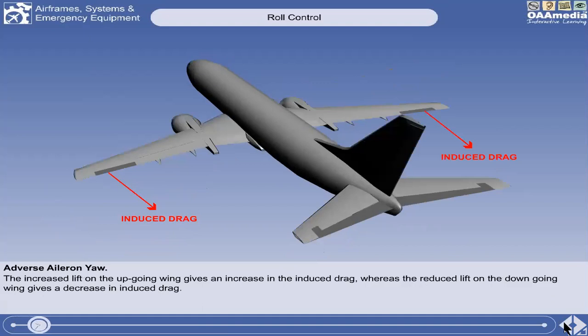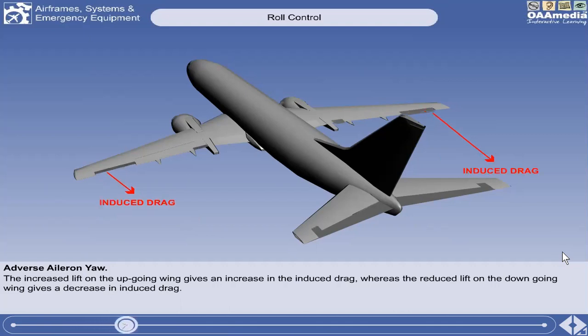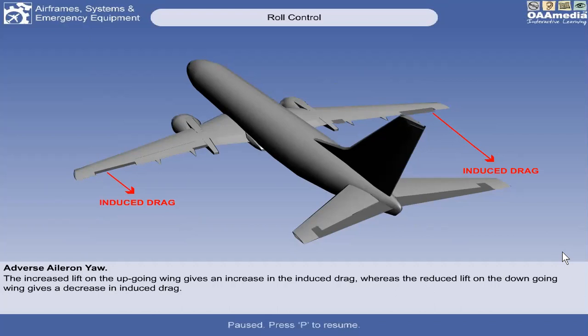An undesirable side effect of the use of ailerons is adverse aileron yaw. The increased lift on the upgoing wing gives an increase in the induced drag, whereas the reduced lift on the downgoing wing gives a decrease in induced drag. Okay, so in aerodynamics, no, if you're going to increase the lift of a certain wing, you're also increasing the drag. Kasi lift and drag is directly proportional to each other. So if you're going to increase the lift, umi-increase din yung drag mo. So in regards to this one, we have a term called adverse aileron yaw or adverse yaw.